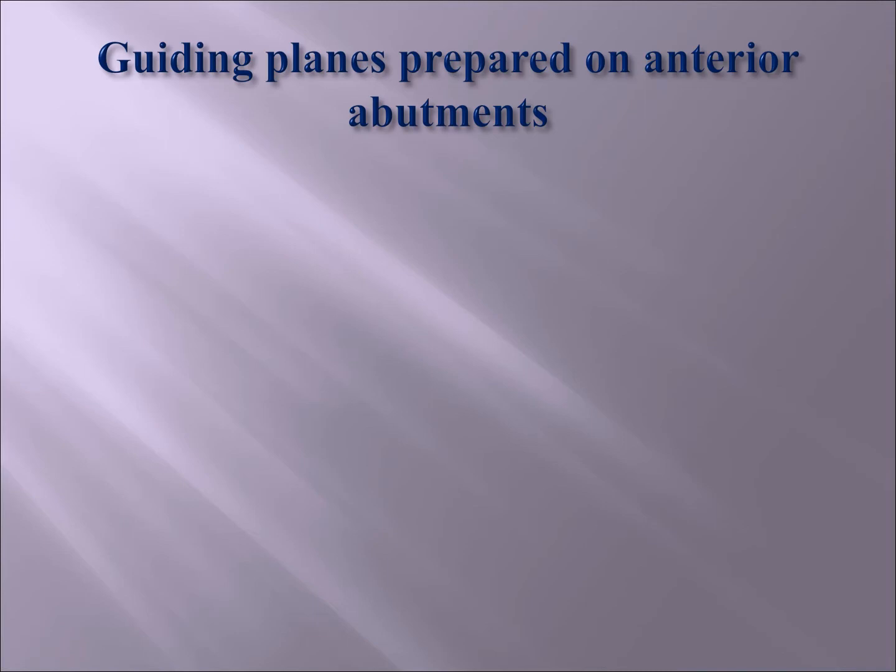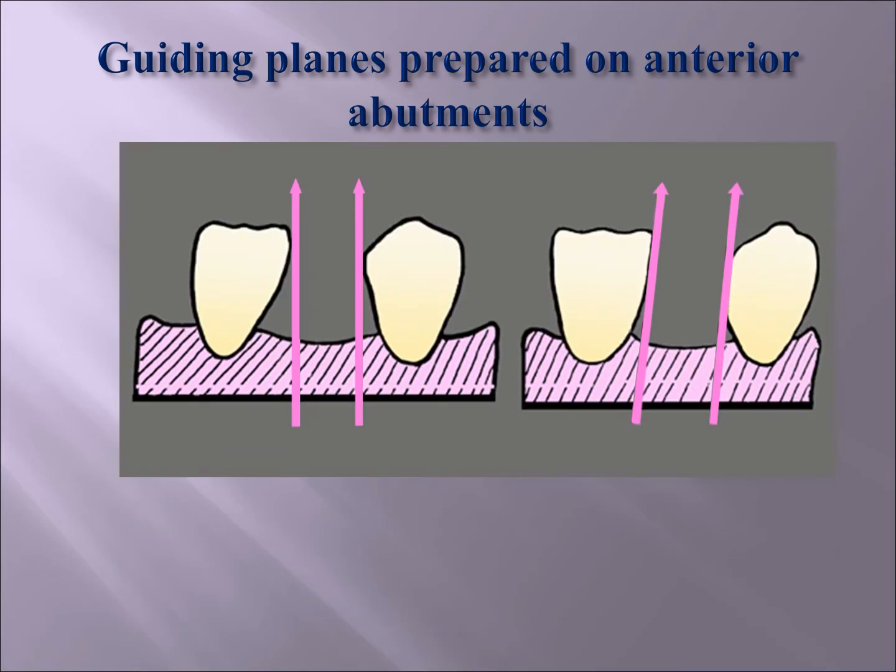Now for anterior teeth, the guiding planes prepared on abutment teeth are especially important because they improve the aesthetics. If you don't prepare guiding planes on anterior teeth and insert the denture, then you can only insert it without engaging the undercut areas, and in this case you will have very unpleasant gaps between the denture and the abutment teeth, which is certainly not appropriate for anterior teeth.